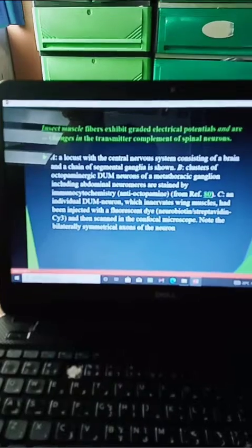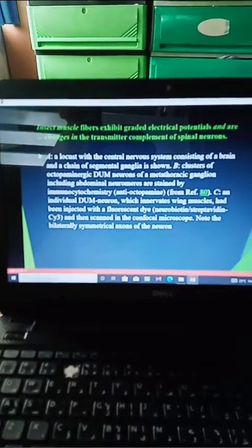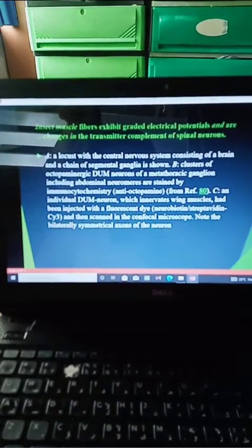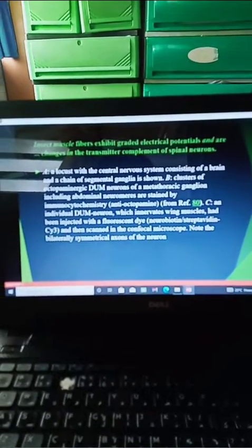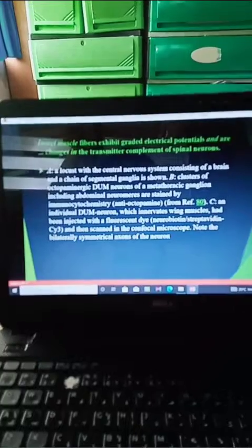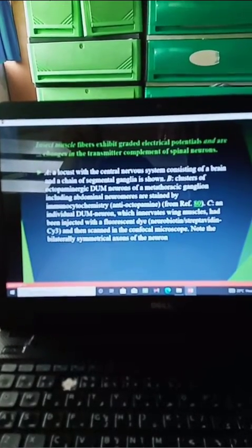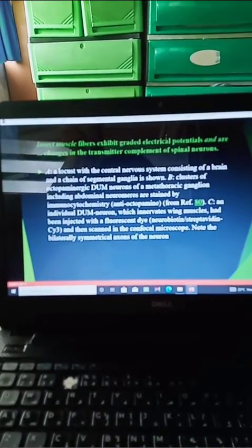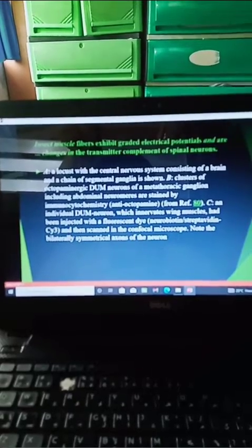Clusters of the octopamine dorsal unpaired median neurons in the metathoracic ganglion, including abdominal neurons, are stained by immunohistochemistry. Anti-octopamine. An individual DUM neuron which innervates muscles had been injected with fluorescent dye and then scanned in the confocal microscope. Note the bilaterally symmetrical action of the neuron.